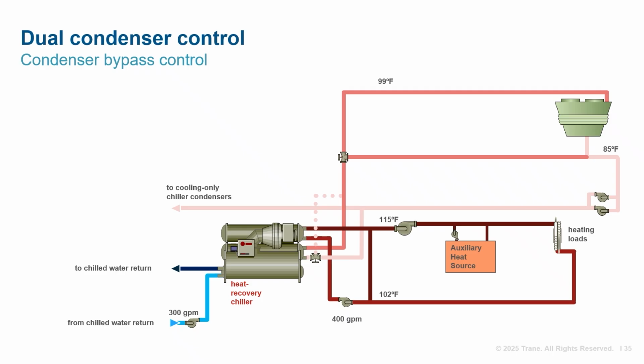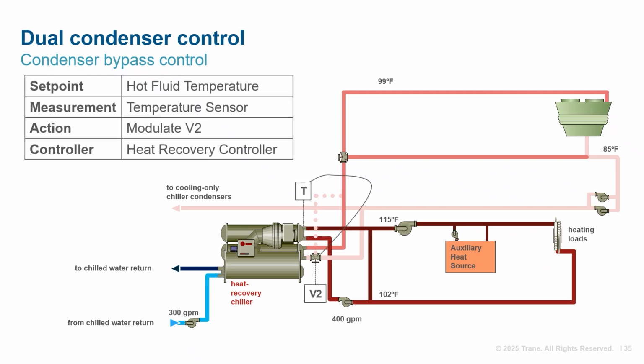The set point is leaving condenser temperature, controlled by the heat recovery controller. As the hot fluid temperature drops, a three-way valve diverts flow to the tower. Flow through the heat recovery condenser is reduced, increasing its leaving temperature. It's important that this valve has good authority to ensure stable and precise control. A butterfly valve should not be used here.